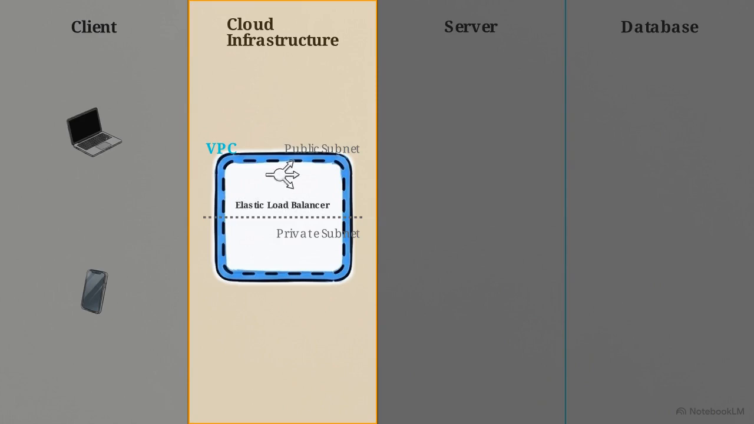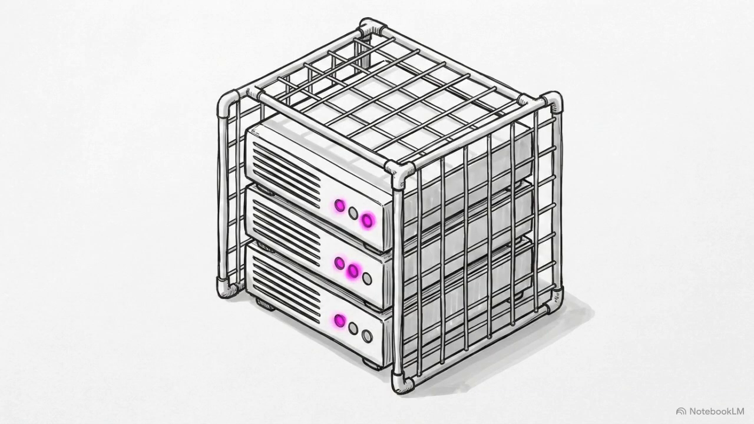At the ingress point sits the Elastic Load Balancer, catching the incoming wave of HTTP requests. It dynamically distributes traffic across backend targets, preventing server overload during high traffic periods. Those targets are Amazon EC2 instances, located in the private subnet. The EC2 instance is the raw compute engine, where the application code actually lives.